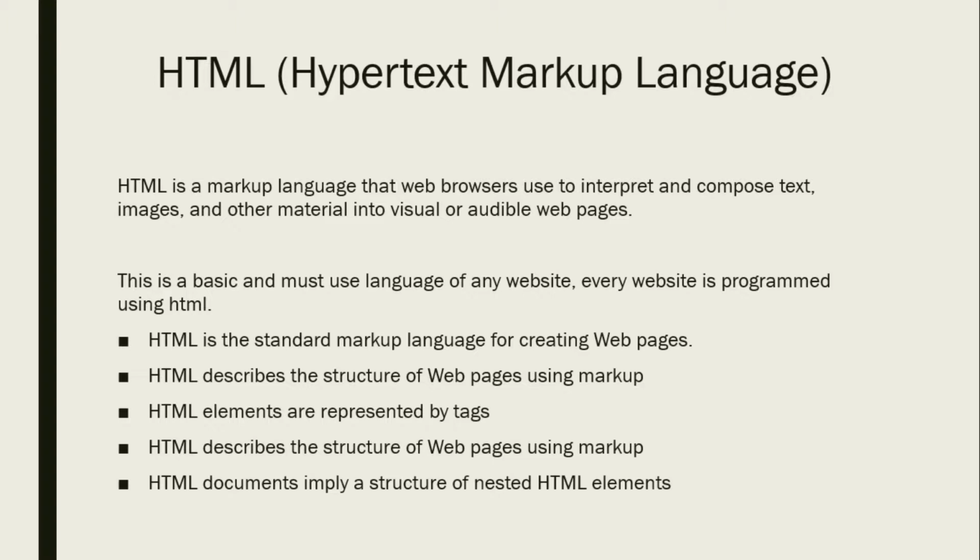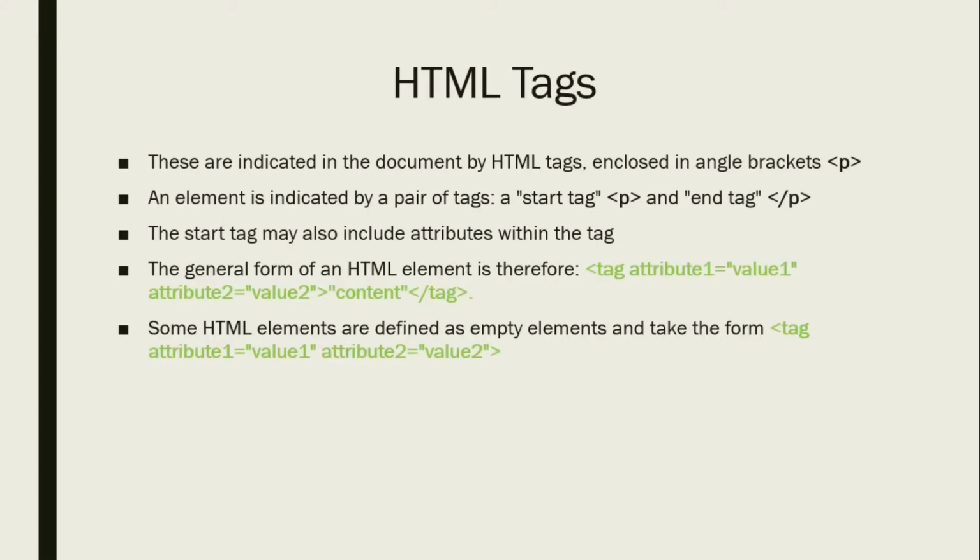HTML documents imply a structure of nested elements. What do we mean by nested elements? I'm going to show that to you in a minute. HTML tags, as I rightly said before, are indicated in the document by HTML tags enclosed in angle brackets. The angle brackets are used to represent HTML tags. Whenever you see angle brackets, just like the greater than and less than signs, for example, we have the angle bracket and P inside it.